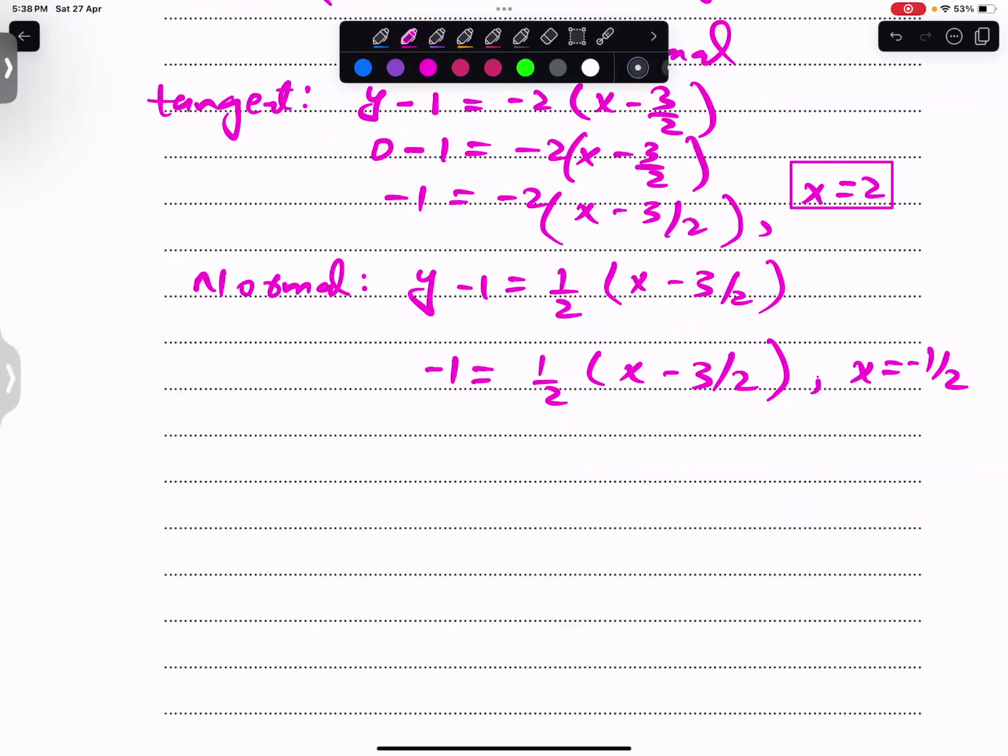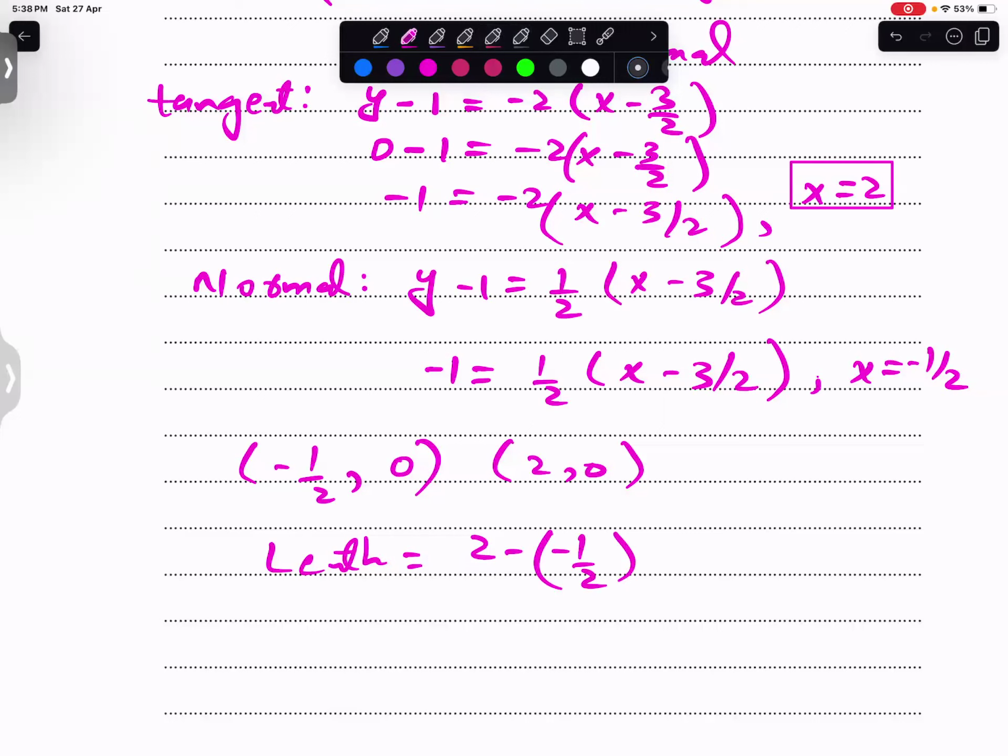Next point is 2, 0. And the previous point is -1/2, 0. So what will be the length? 2 minus (-1/2), that will be 5/2. No, what are you doing? 2 plus 1/2, what are you doing? Yes, that is correct. Do you understand this?